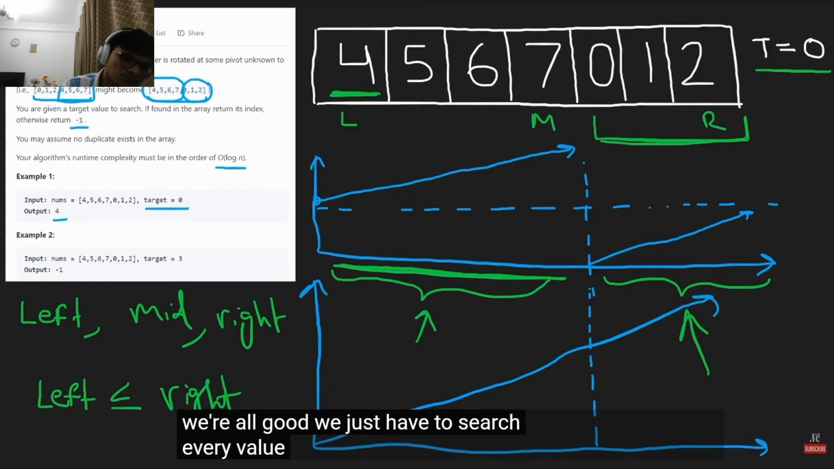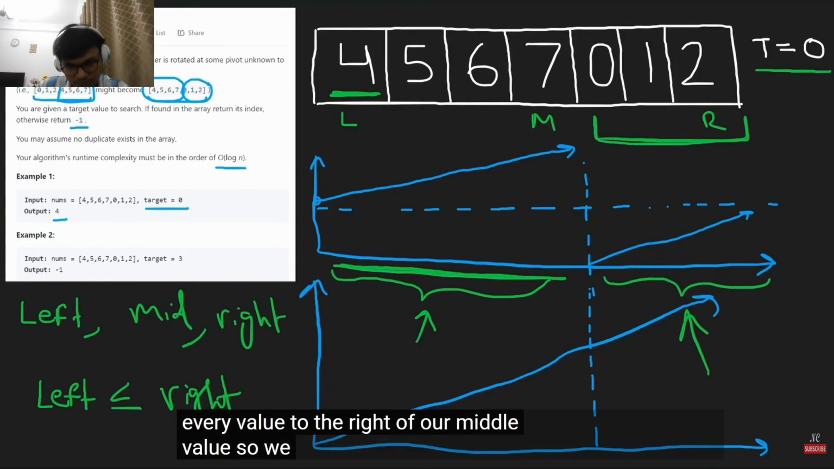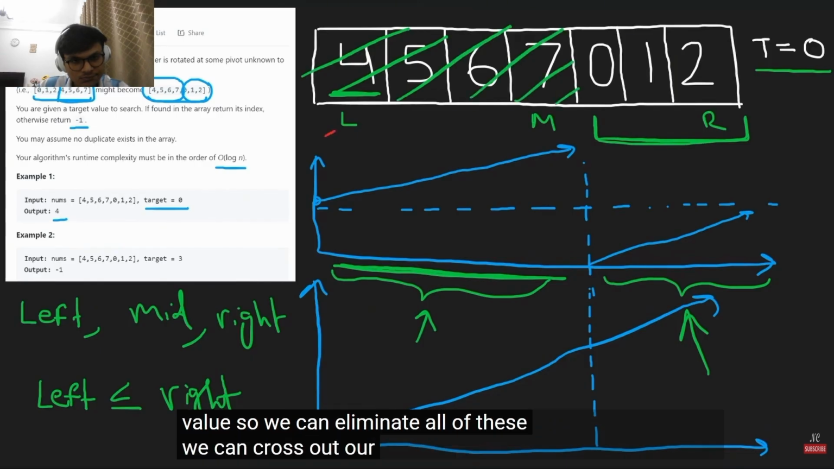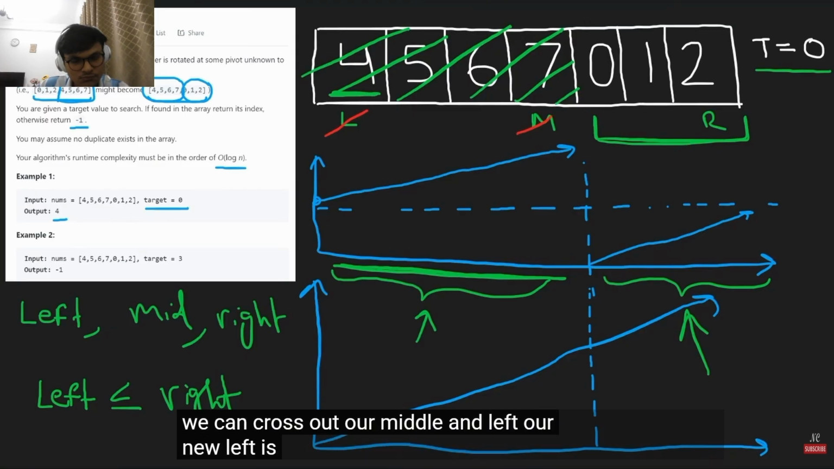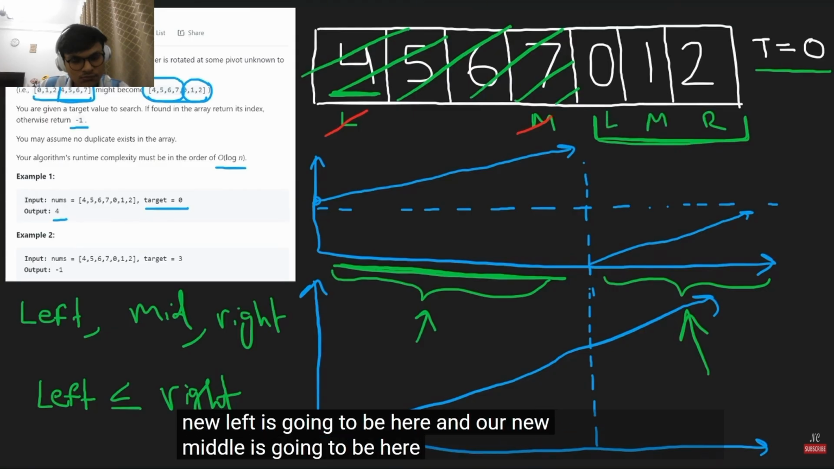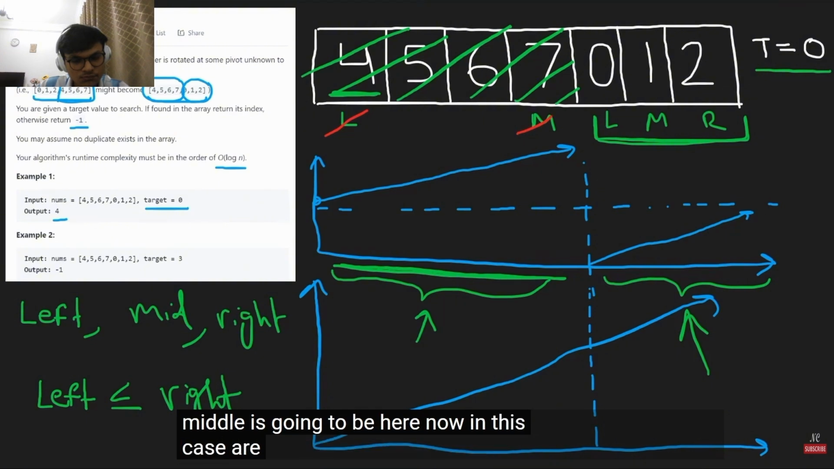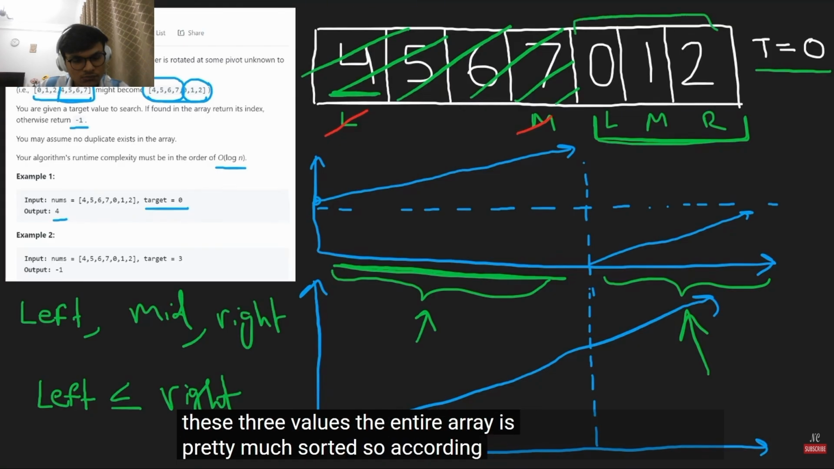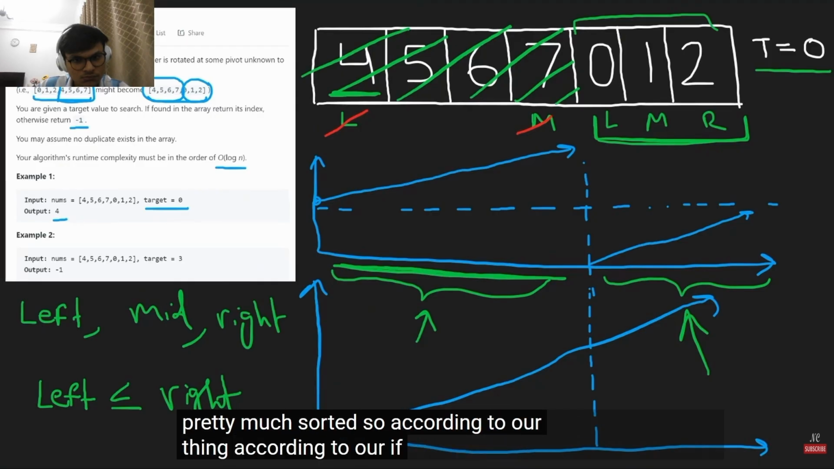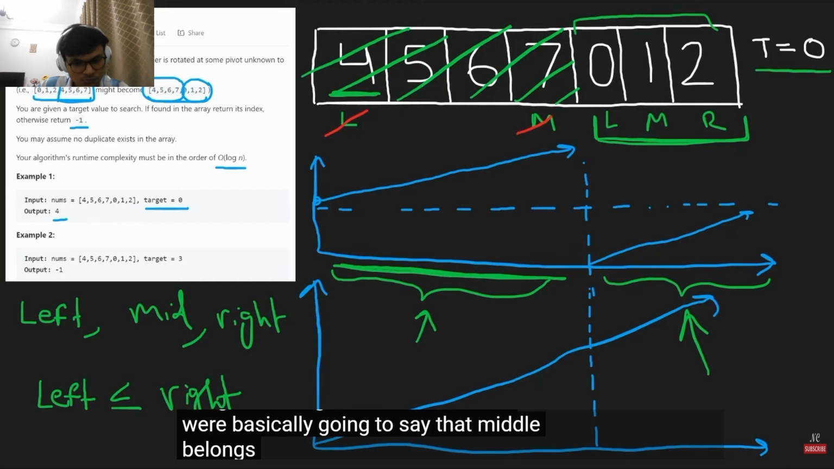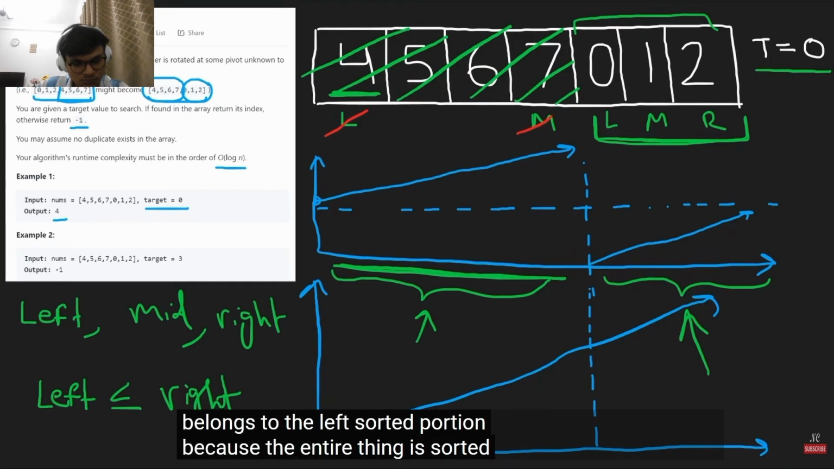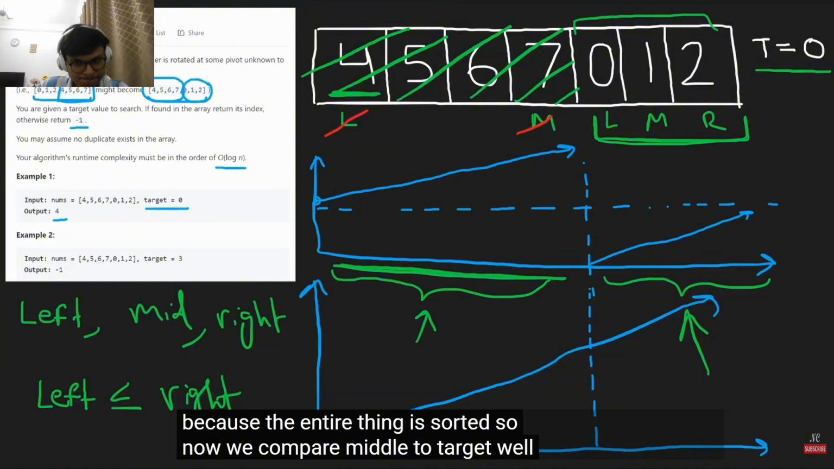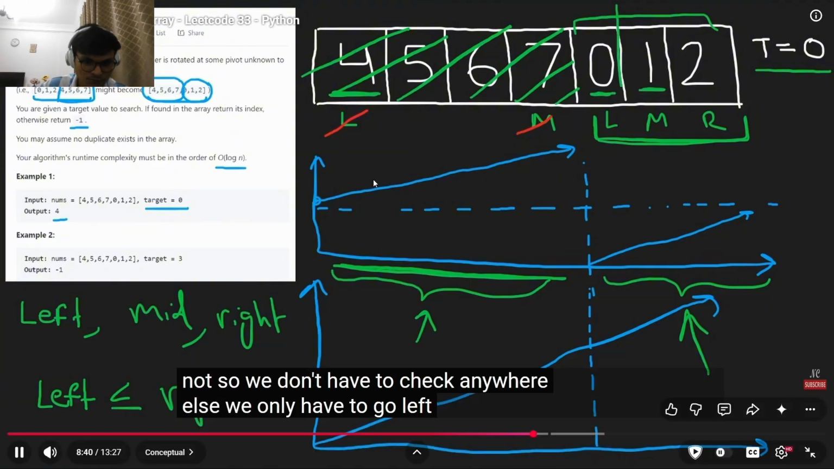We just have to search every value to the right of our middle value. So we can eliminate all of these. We can cross out our middle and left. Our new left is going to be here, and our new middle is going to be here. Now in this case, are we in the left sorted portion or the right sorted portion? Well, among these 3 values, the entire array is pretty much sorted. So according to our if statements, we're basically going to say that middle belongs to the left sorted portion because the entire thing is sorted. So now we compare middle to target. Well, we only have to go left.